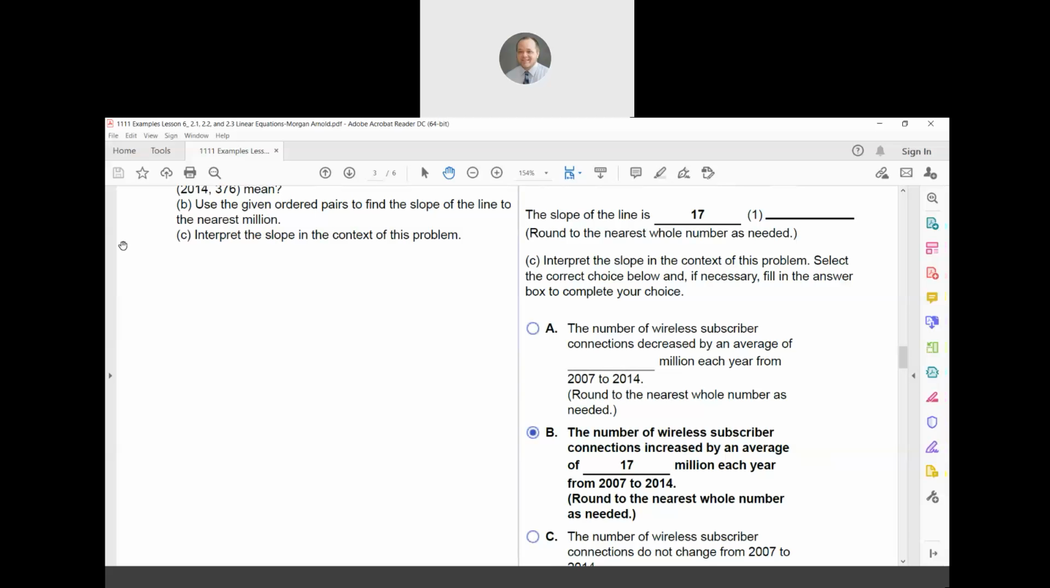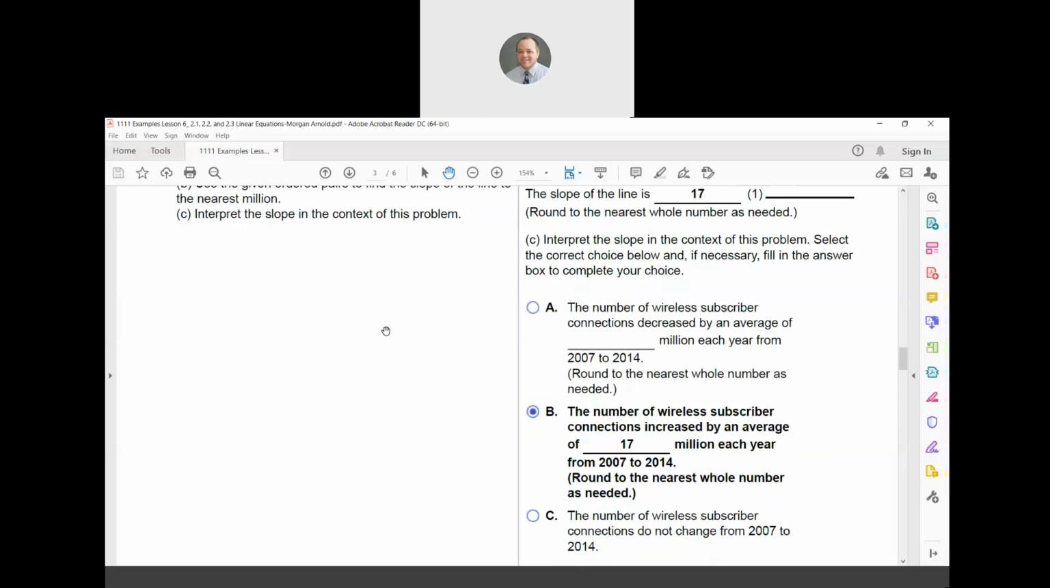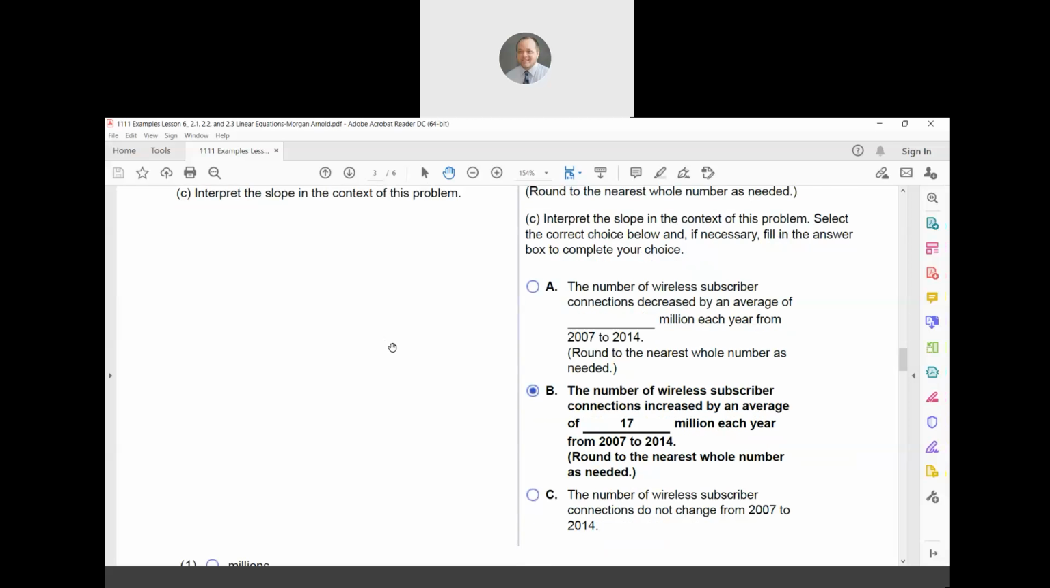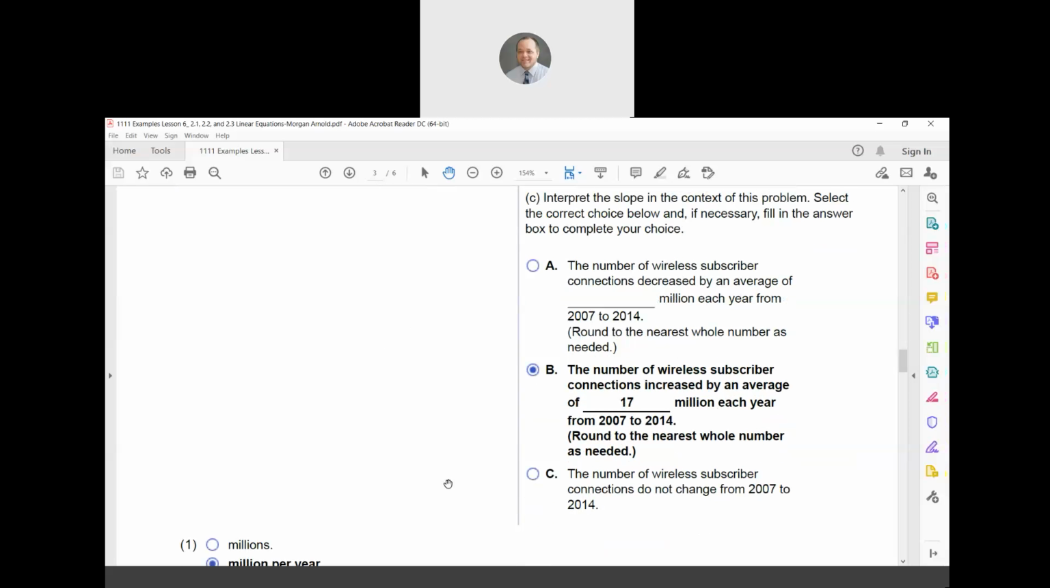Part C, interpret the slope. Part C, I'm sorry. The correct answer is B. The number of wireless subscriber connections increased by an average of 17 million each year from 2007 to 2014. You wouldn't select C because that would indicate a slope of 0 where there's no change. You wouldn't select A because decrease by means a negative slope.